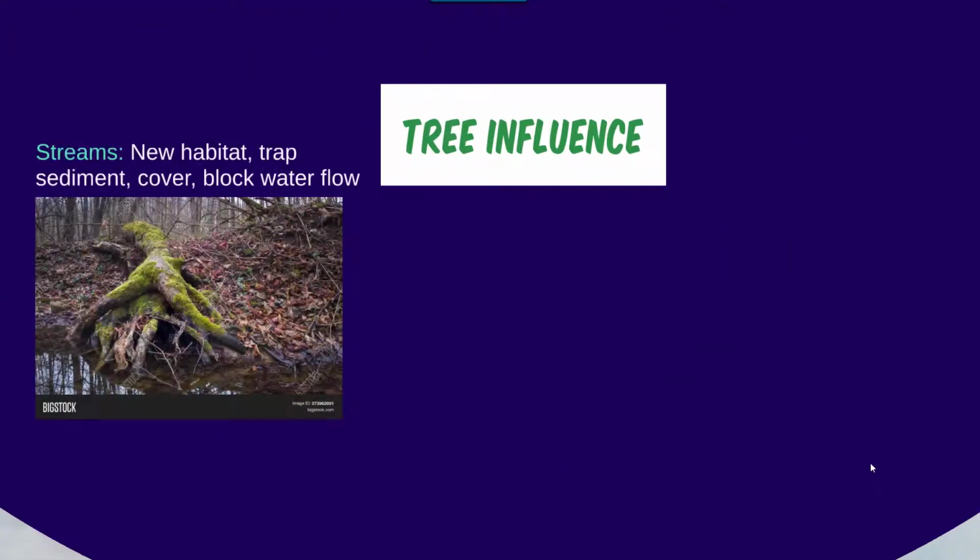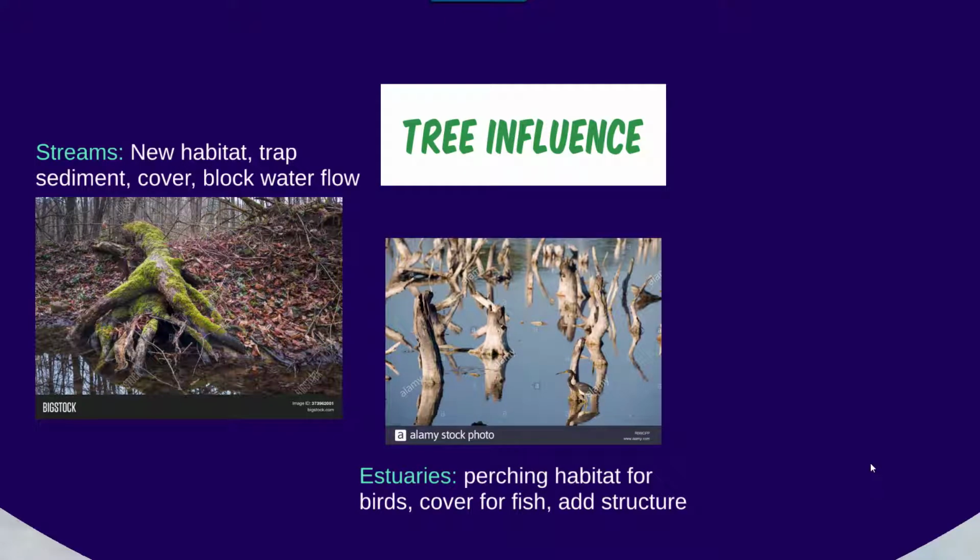Trees can have a large influence on habitats as well. Within streams, a tree can represent or turn into a new habitat. It can also trap sediment, cover and block water flow, which is another thing that can occur within estuaries. Oftentimes it'll act as perching habitat for birds. And these are all trees that naturally die and fall and just float down the river, ultimately ending up in these estuaries via the tidal river.